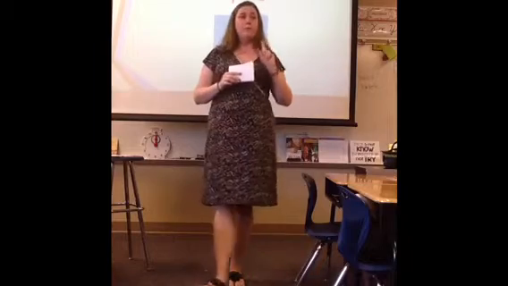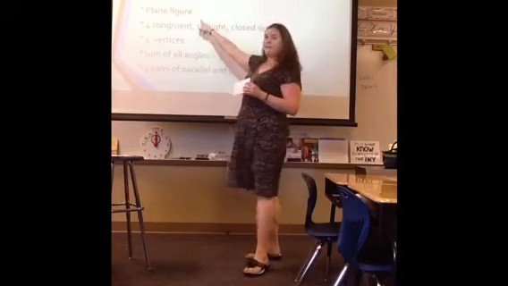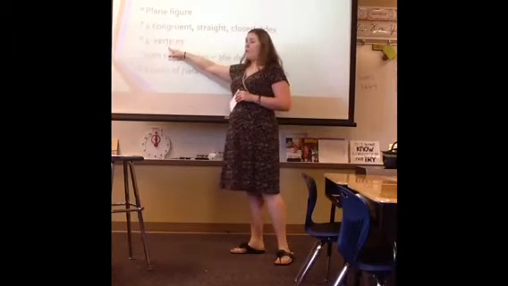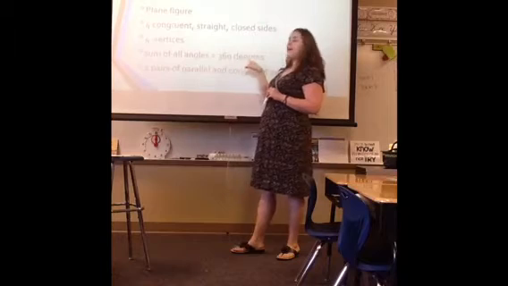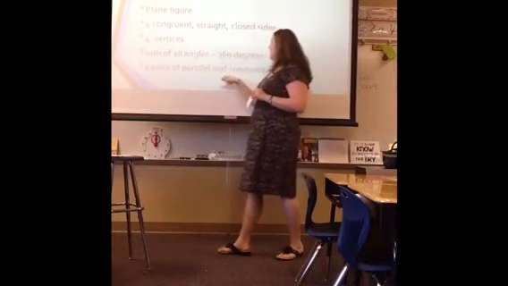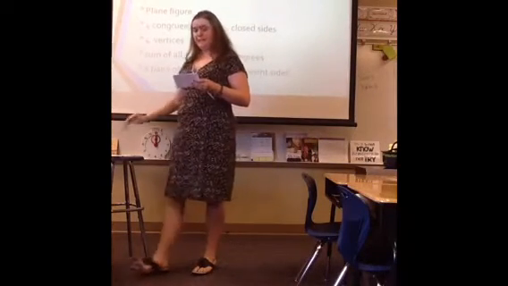All right, we're going to go for one more shape. Plane figure, 4 congruent, straight, closed sides, 4 vertices. The sum of all angles is 360 degrees. There are 2 pairs of parallel and congruent sides. Write down your answer, please.